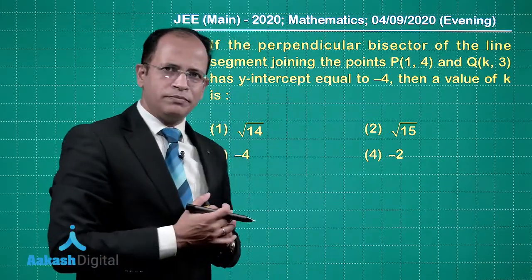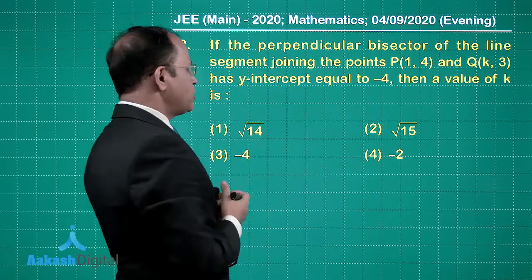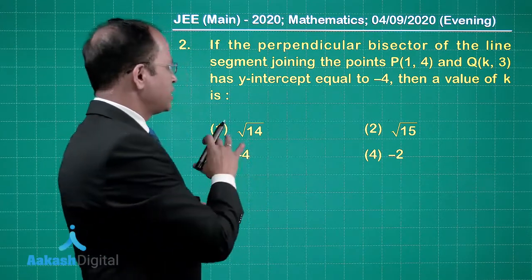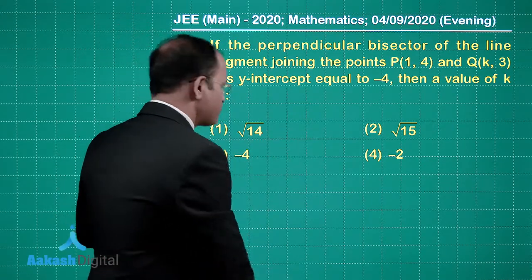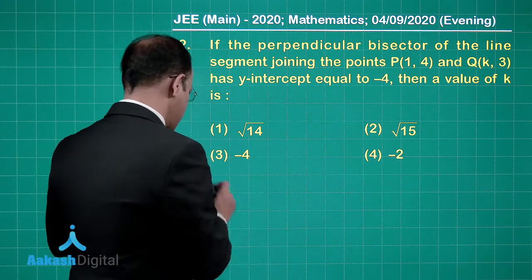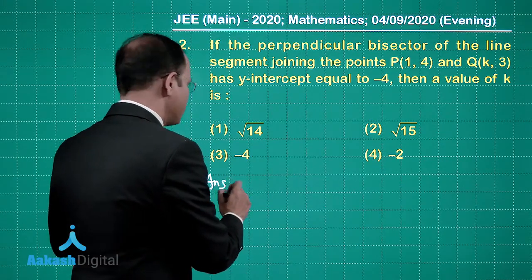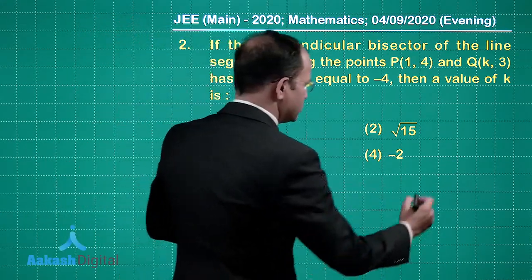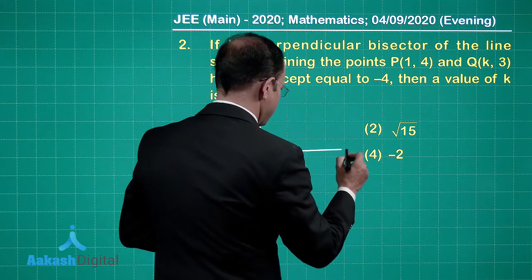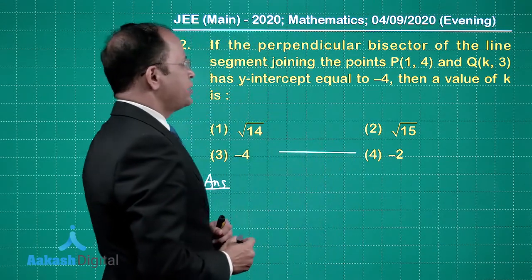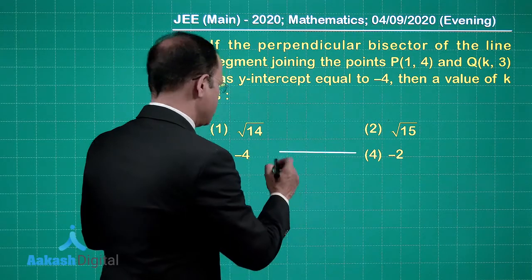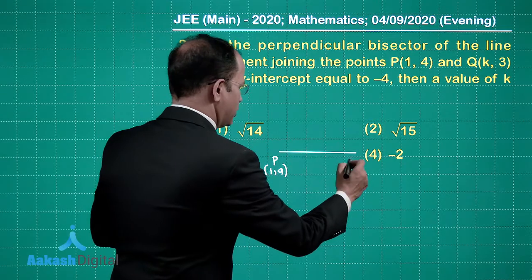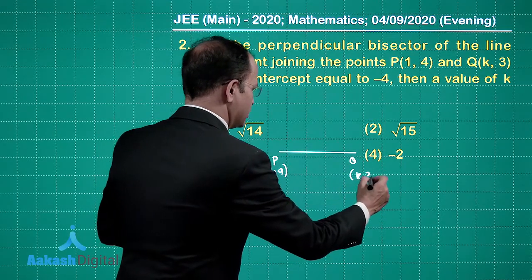Again a very simple problem, a medium one. If the perpendicular bisector of the line segment joining the points P(1, 4) and Q(k, 3)... I think it's a straight problem. Just have a look at this problem. We have been given a line here, and we have 2 points. These are the 2 points, P(1, 4) and Q(k, 3).